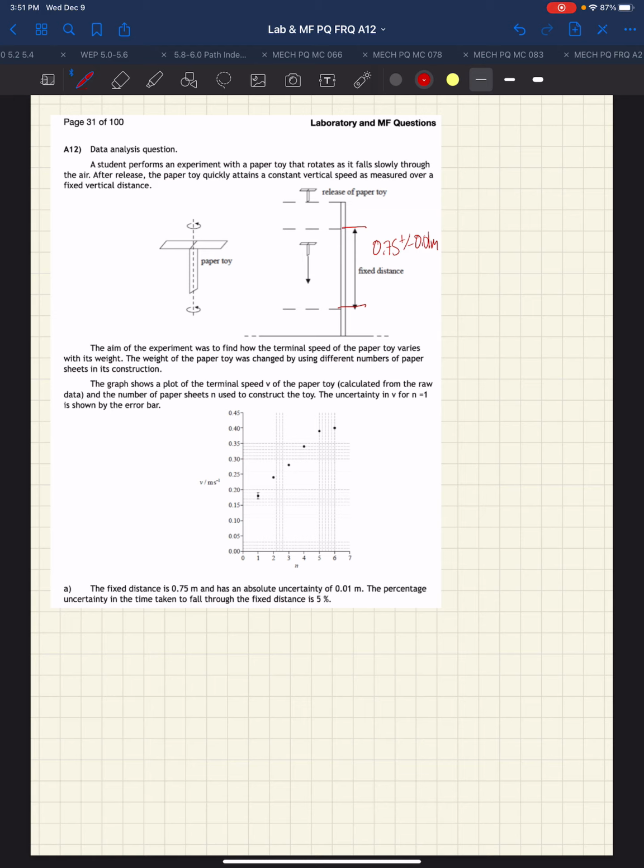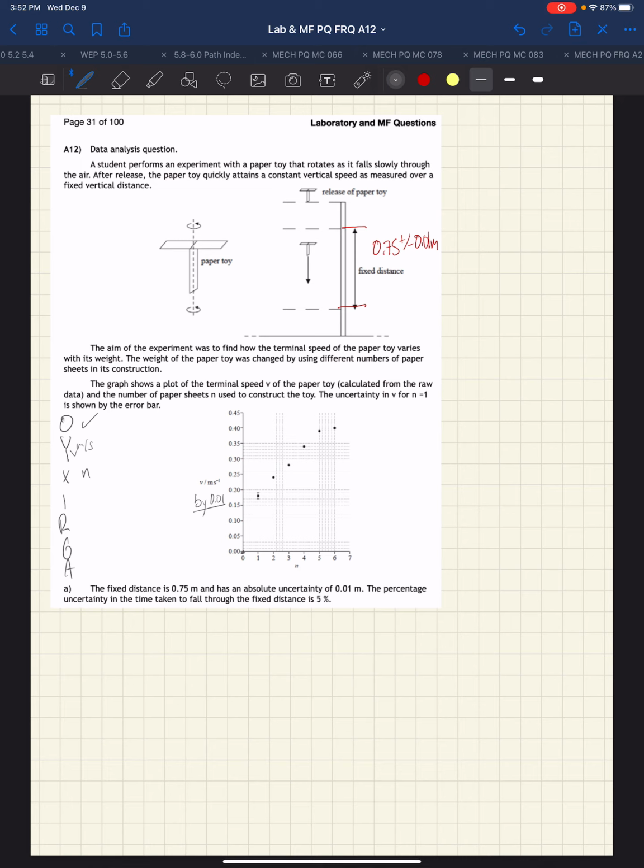What the student does is make heavier and heavier toys by adding additional sheets of paper when he makes it. So the graph we have down below, we should origin-ize it. Origin 0, 0. Y-axis is velocity in meters per second, and it goes by 0.01s. The x-axis is n, which has no units, and it goes by ones.